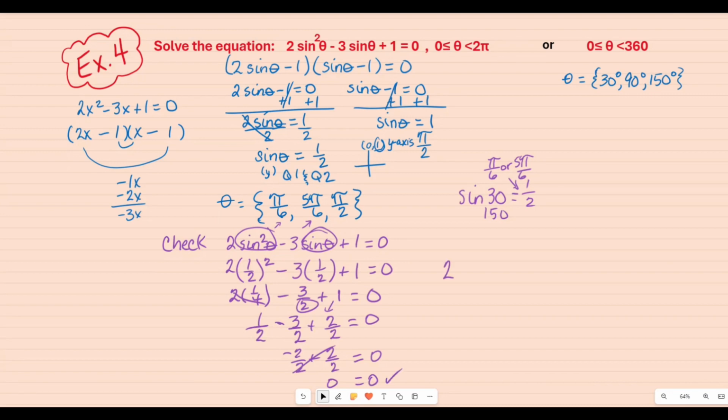I would do the same thing for this one. Well, we know that that's 90 degrees, which is on the y-axis as 1. So I would just substitute in 1 squared minus 3 times 1 plus 1 is equal to 0. And once I simplify this, this is simply 2 minus 3 plus 1 is equal to 0. Simplifying this, 2 minus 3 is negative 1 plus 1 equals 0. I know that this one works as well because 0 does in fact equal 0.